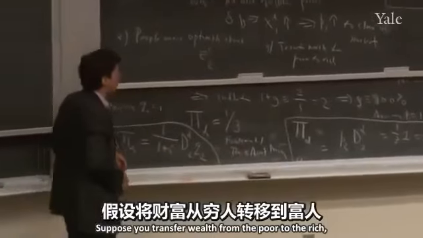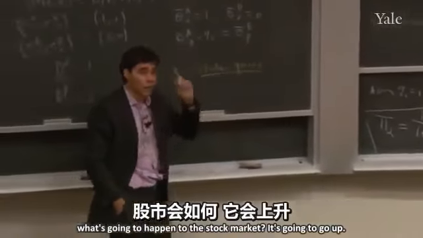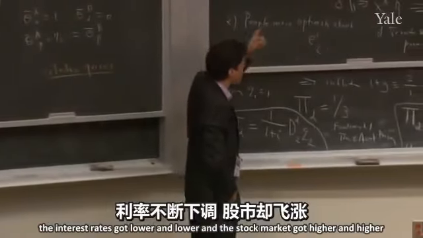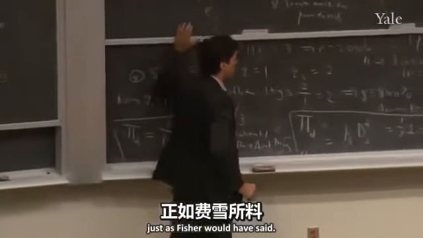So let's do the third. Suppose you transfer wealth from the poor to the rich. What's going to happen to the stock market? It's going to go up. So what happened in the last 20 years? The rich got richer, the poor got poorer, the interest rates got lower and lower, and the stock market got higher and higher, just as Fisher would have said.